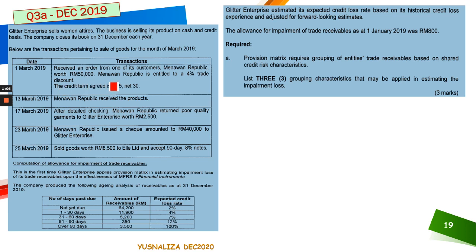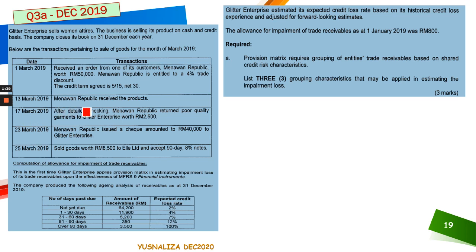The credit term agreed is 5/15, n/30. That refers to 15 days. If you pay within 15 days, you'll get a cash discount of 5%, and the remaining should be made in terms of payment in 30 days. On 13 March, Menawan received the product. So this is the date that you will have to recognize the financial asset, account receivable Menawan. Why? Because it was goods that were sold on credit, right?